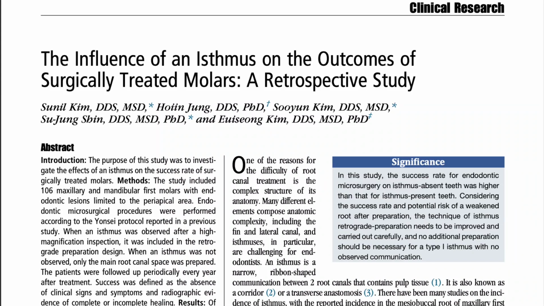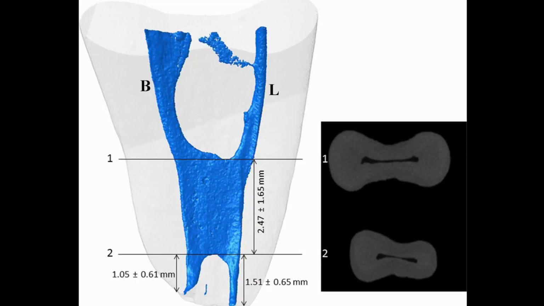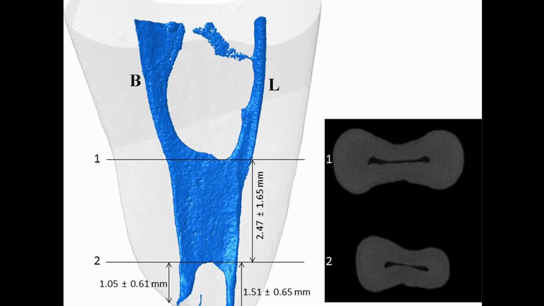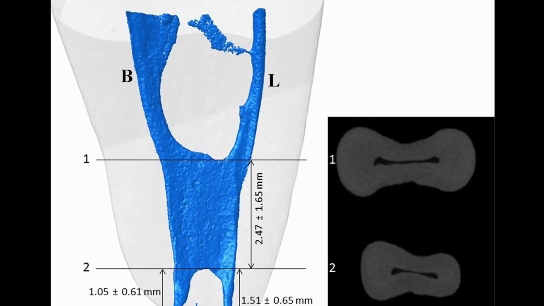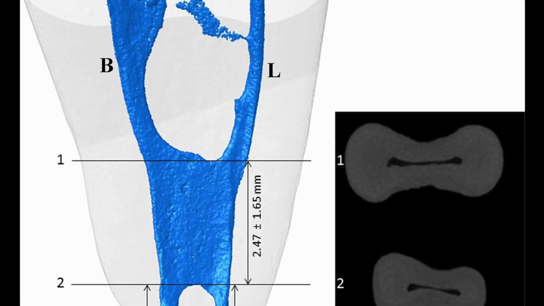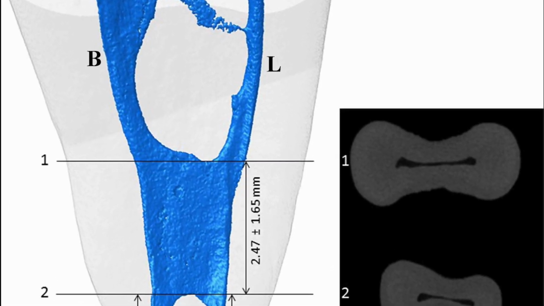Hello everyone, this study comes from Seoul, Korea, discussing the influence of an isthmus on the outcomes of surgically treated molars in a retrospective study design. Starting things off with the definition of an isthmus, which is a narrow, ribbon-shaped communication between two root canals that contains pulp tissue, and it is also known as a corridor or a transverse anastomosis.